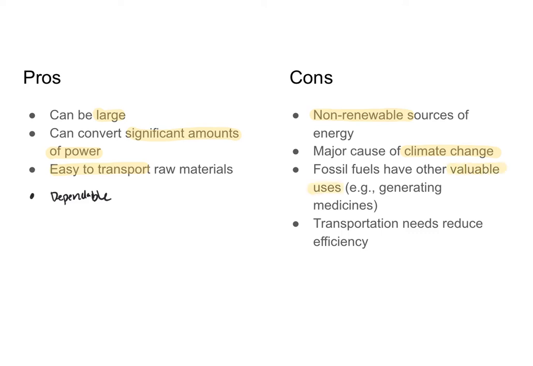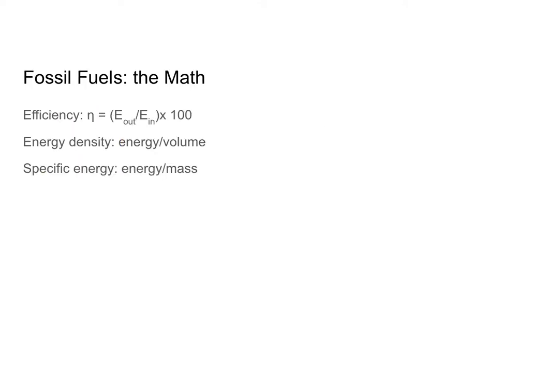Another con of using fossil fuels for power is that they actually have other valuable uses. So they're a finite resource. We want to make sure that we're using them in the most valuable way. And the question is, is burning them for fuel the most valuable way we could be using them? And they can also be used to, for example, generate medicine. And then finally, they do need to be transported from wherever they are mined or otherwise removed from the earth to where the power plant is, which of course is going to reduce the efficiency of that resource as some of that energy is going to go into transportation.